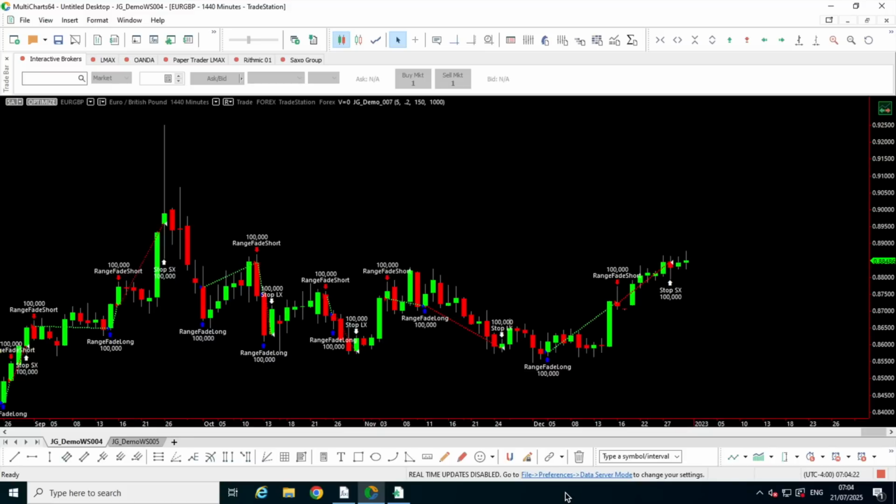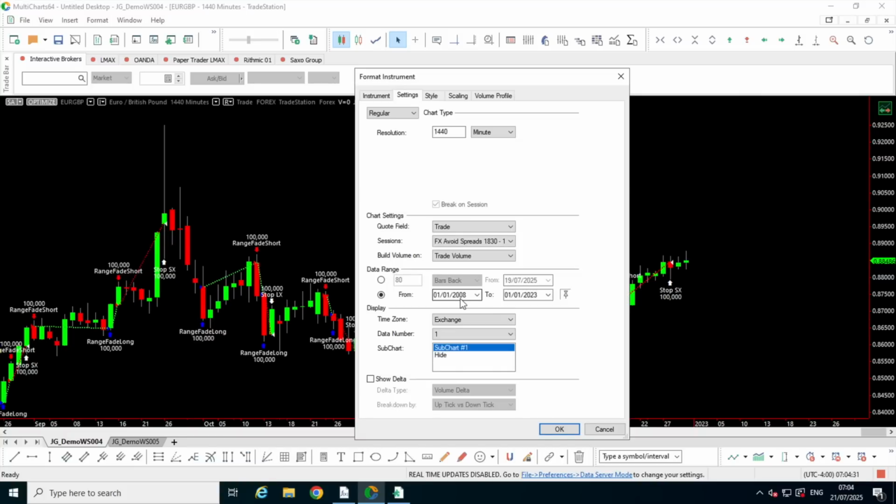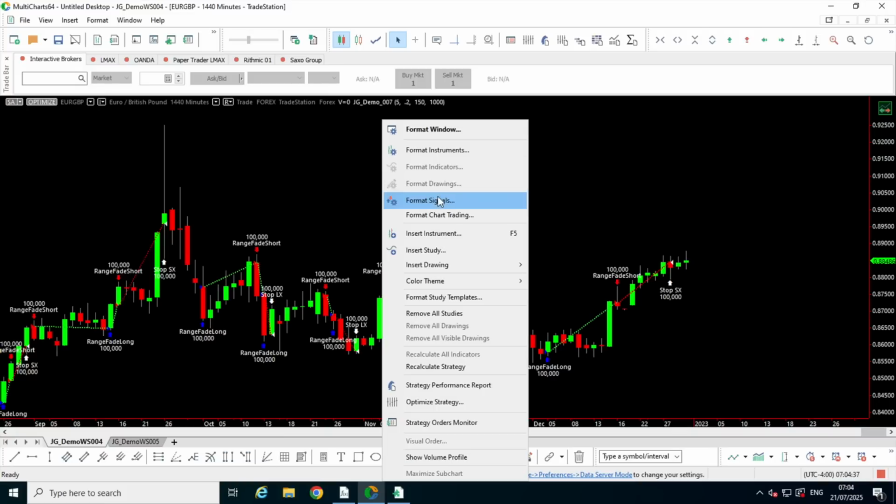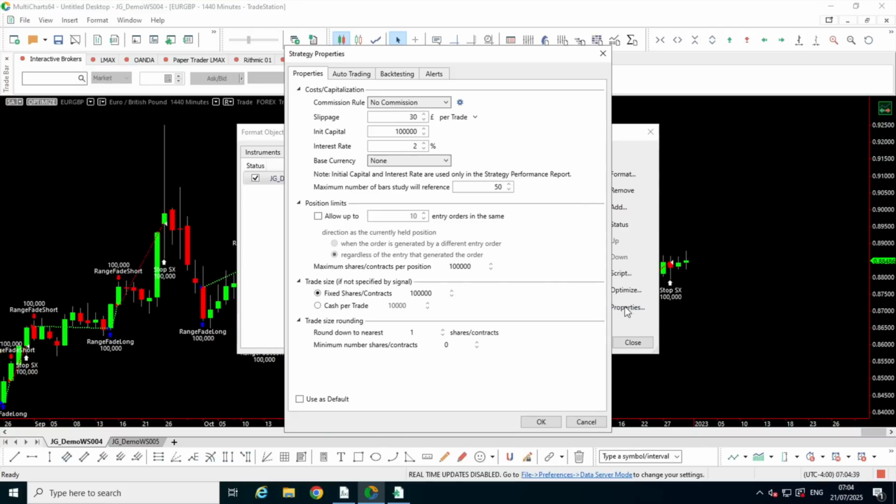Now we're in multi-charts, we can look at those two markets a little bit closer. You can see we're looking at Euro Pound here. The date range is the same from January 2008 through to January 2023. And as I said, I've got some costs included here. I've got £30 in, £30 out, so a total of £60. We're trading 100,000 units, so that £60 is equivalent to 6 pips, okay?